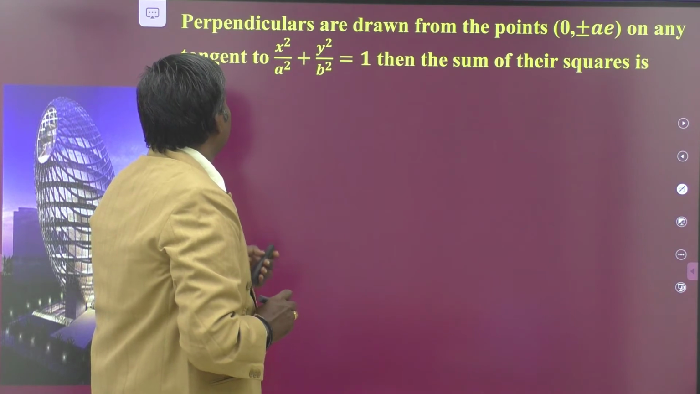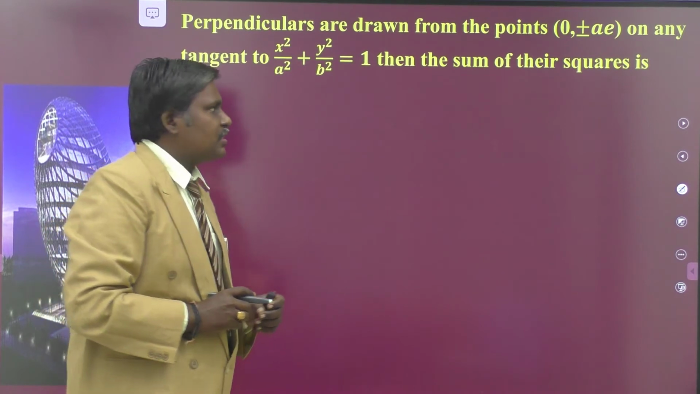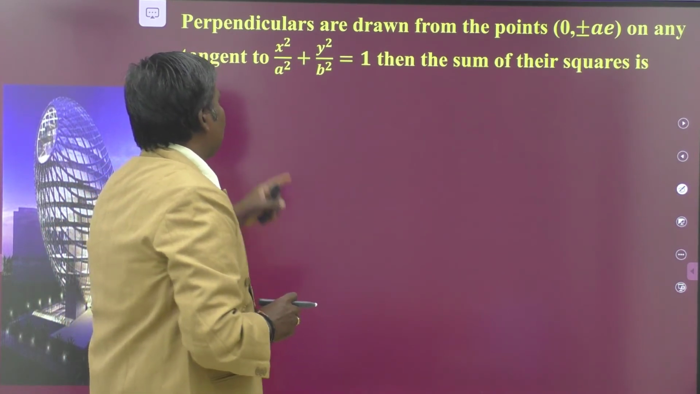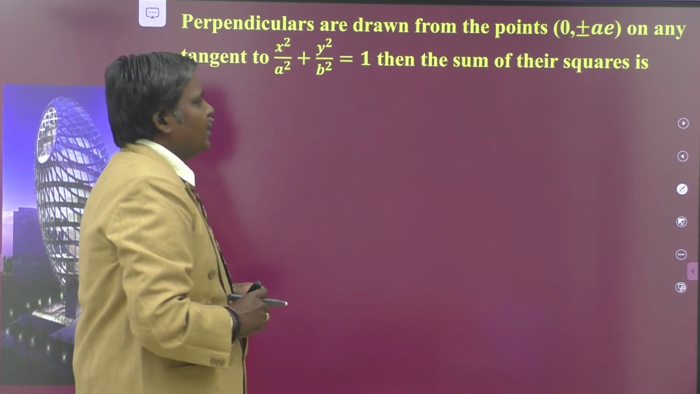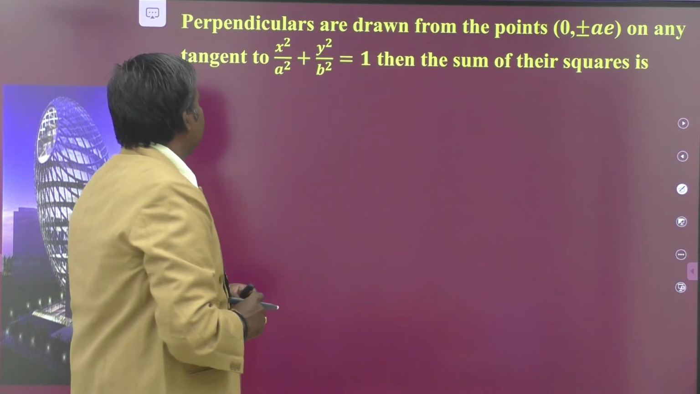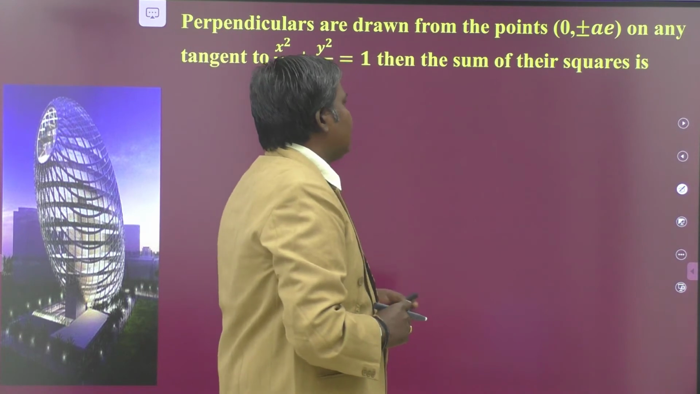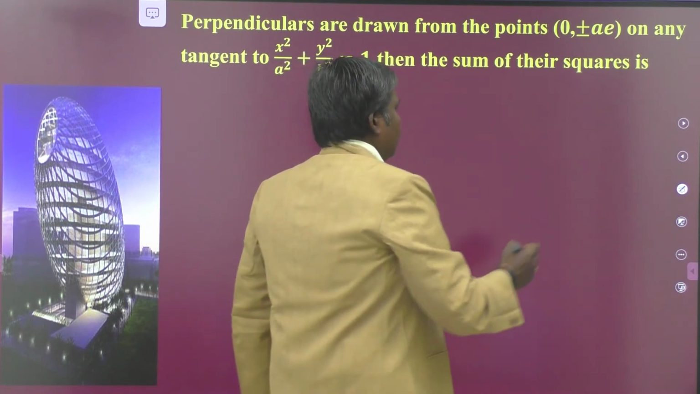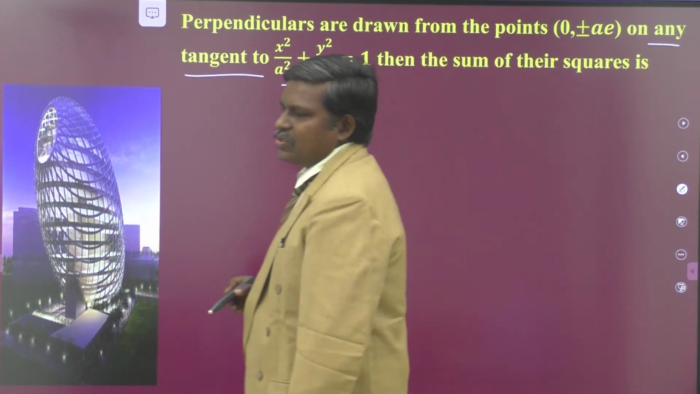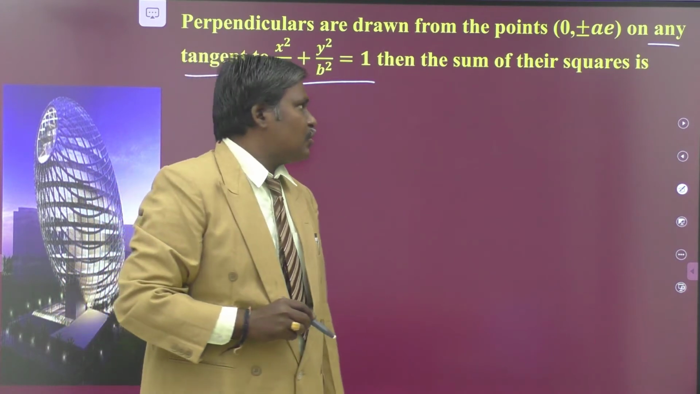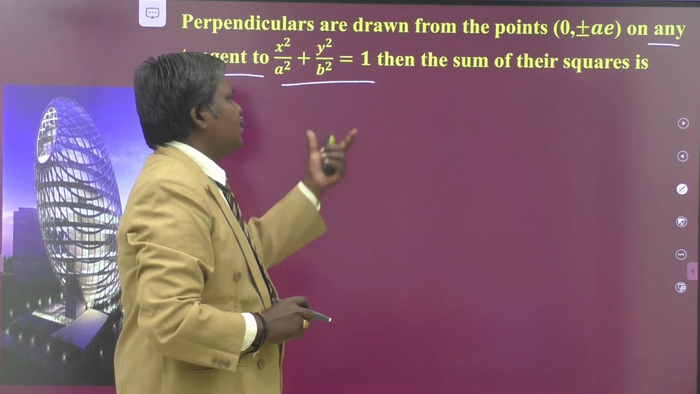Next one. Perpendiculars are drawn from the points (0, ± ae) on any tangent to x²/a² + y²/b² = 1, then the sum of their squares is what? That is the question. Perpendiculars are drawn from where to where? From (0, ± ae) on any tangent, because this is an objective question. You can take any tangent to this ellipse x²/a² + y²/b² = 1. You have to find out the sum of squares of these distances.